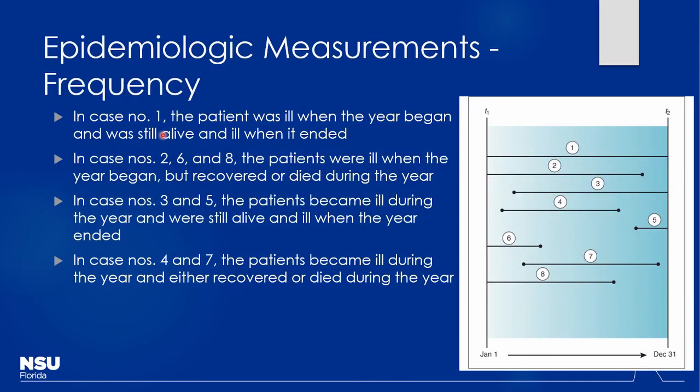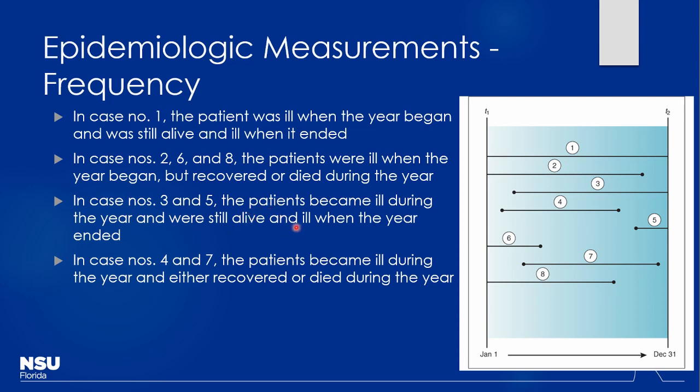looking at it. So again, person 1, they had the disease state the entire time, they had it when the period began, had it when the period ended there. For 2, 6, and 8, what about them? They had it at the very beginning, but they resolved somewhere during that interim period there. Okay, 3 and 5 would be what? Yeah, they started the disease state sometime during the period, and then they still had it towards the end there. And then 4 and 7, they caught it and then resolved it within that time period.